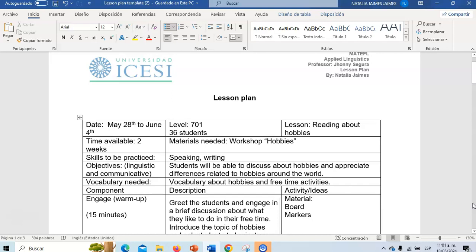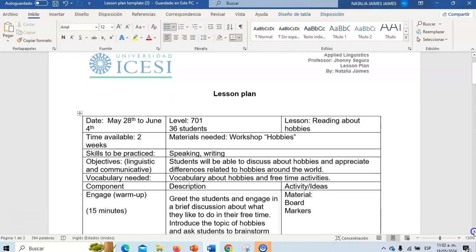Well, this lesson plan is to be developed in 2 weeks. The general topic is hobbies, and the grade is for seventh graders. The skills to be practiced are speaking and writing. The general objective of this lesson plan is that students are able to discuss hobbies and appreciate differences related to hobbies around the world.